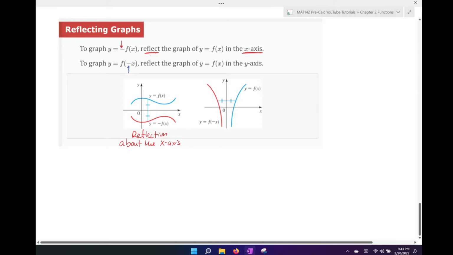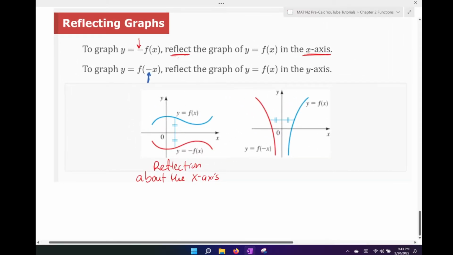Now, the second picture demonstrates the second type of reflection. Notice that the negative is inside of the parent function. Okay, I'll zoom in so you can see it more. So this will be a reflection in the y-axis. So notice how you have this blue line right here that I'm highlighting. Now it just flips over the y-axis. So this is a reflection about the y-axis. Okay, so I'm going to go ahead and just do an example here for us.